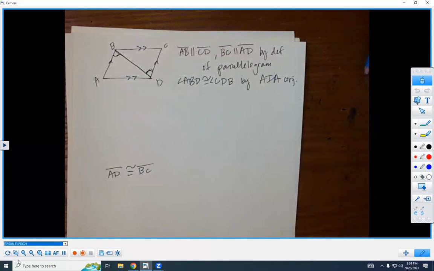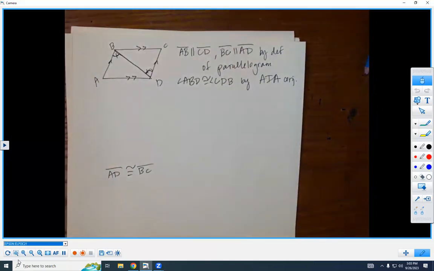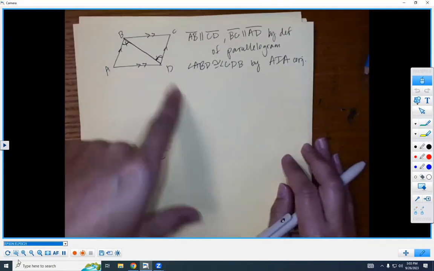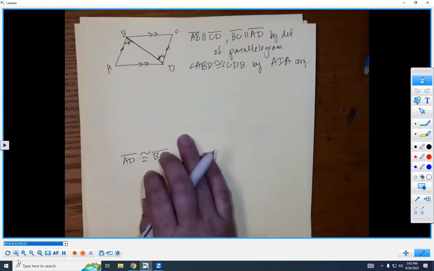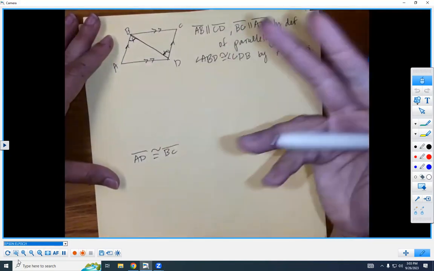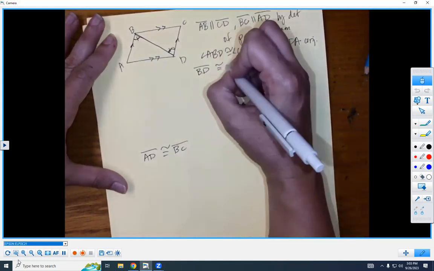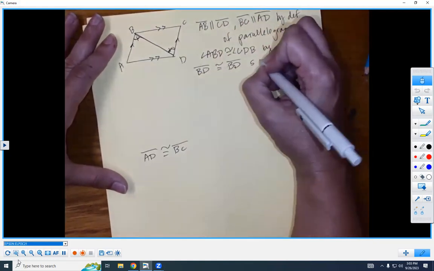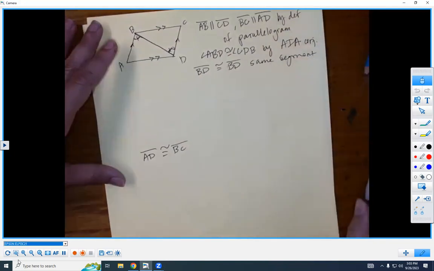So far, my goal is to prove triangles congruent, I need three things, right? Some combination of angles and sides that don't spell ASS, right? So I have an angle so far. I also know that BD is congruent to BD because it's the same segment. So I have an angle and a side.